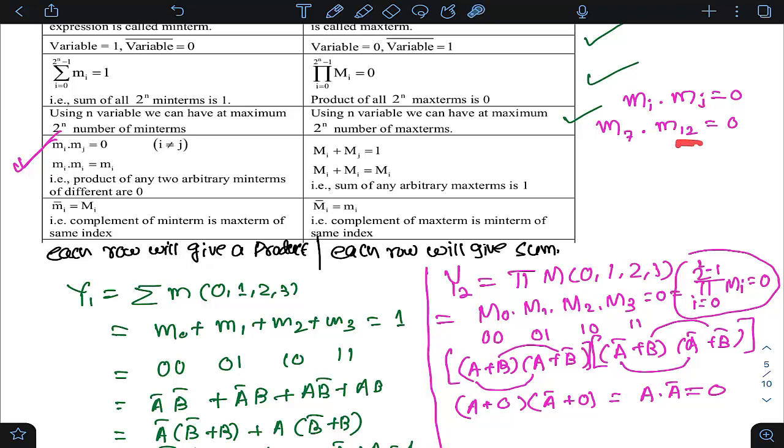If I am using the number 12, that means I am going for the 4 variable case. Let us assume that this relation is written with respect to the 4 variable case. What is minterm? Let's say the variables are A, B, C, D. 7 means 0, 1, 1, 1. 12 means 1, 1, 0, 0. So 0, 1, 1, 1 means A bar, B, C, D. This is minterm 7. And minterm 12 is A, B, C bar, D bar.